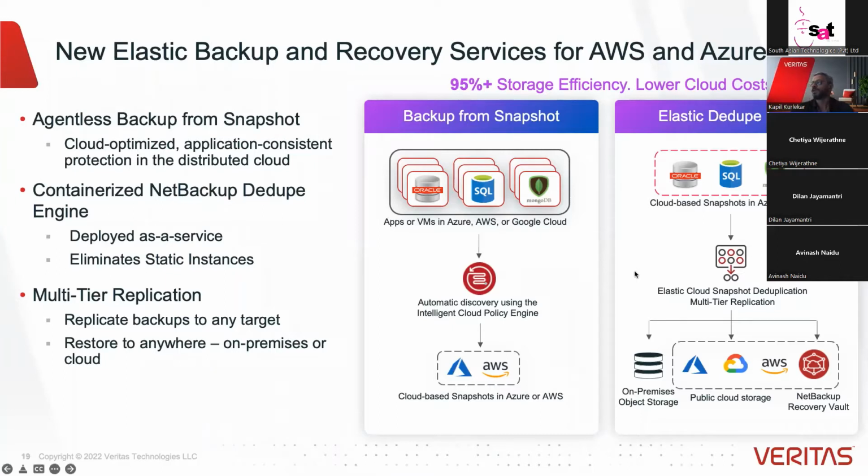Again, we are supporting backup snapshots from applications or VMs in Azure or AWS or Google Cloud. Then there are several other workloads that we are supporting in the cloud as well. Now, all of these you can put on on-premise object storages, or on NetBackup recovery vault type storages, or any of the public cloud storages. So that is the flexibility that we are giving you with NetBackup 10.